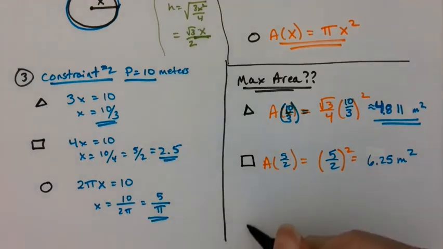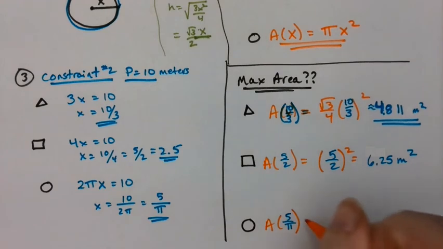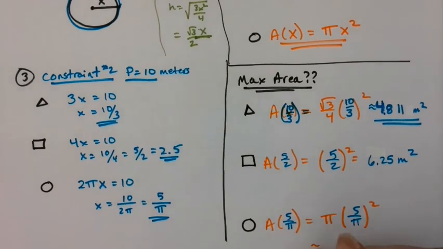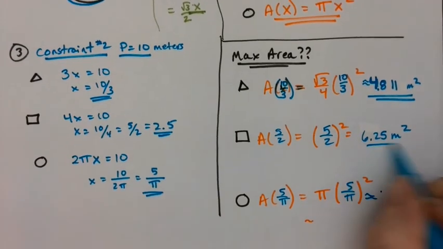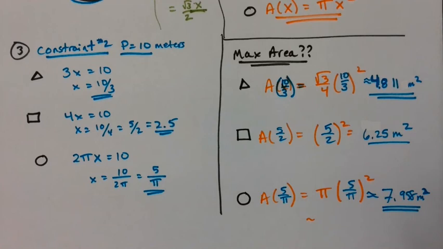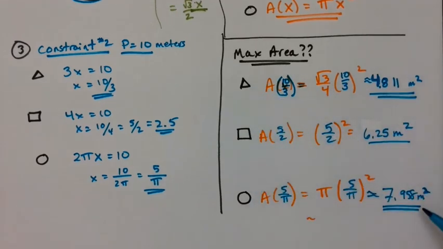And the circle, the area function is pi x squared. So I'm going to take the circle of 5 over pi, which would be pi times 5 over pi squared. And that comes out to, and again, I just used a calculator to do this, 7.958 meters squared. So what do we notice? We notice that as the number of sides increases, the area increases.